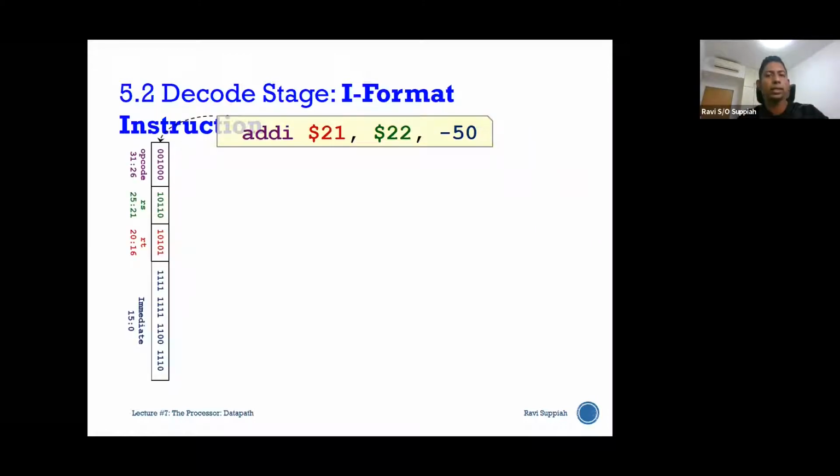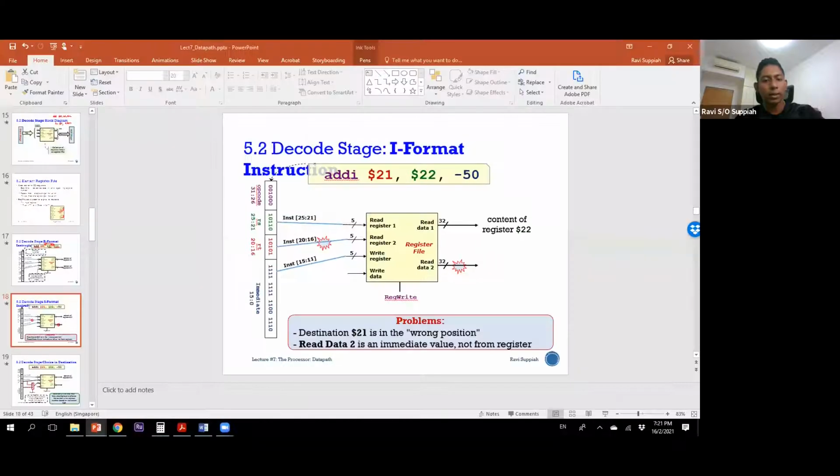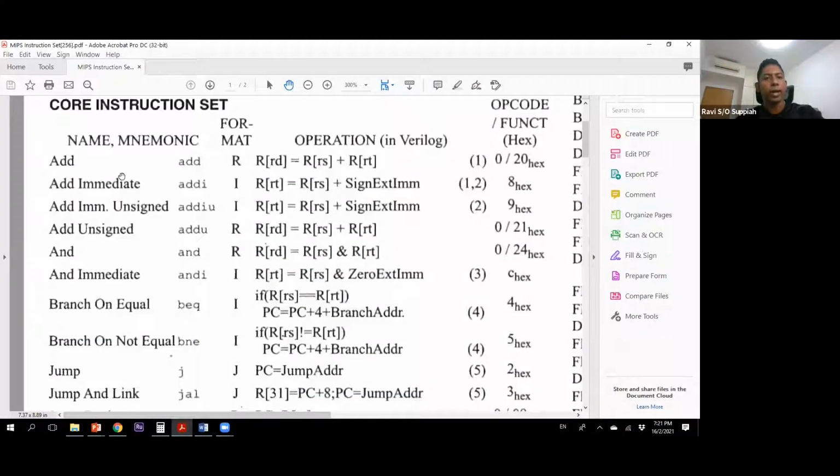So the first thing is we need to be able to translate that instruction to the correct encoding. So addi. Let's go back to our data sheet here. So addi, you can see that the opcode is 8. There is no function field. For add immediate, it's only opcode 8.